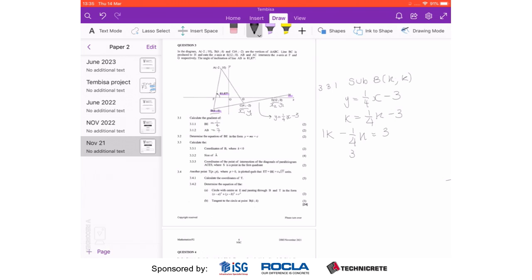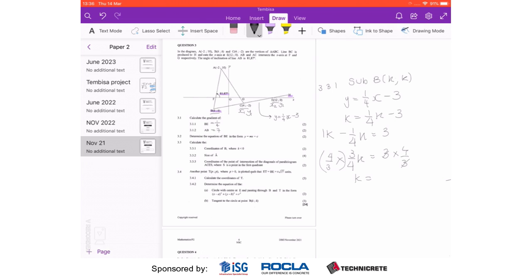This is going to give me 3 over 4k is equal to 3. Now I would ask you to use your calculator and we're going to divide by 3 over 4 on both sides, or you can say that we're going to times by 4 over 3. Okay, and if we do that, what do we get left with?